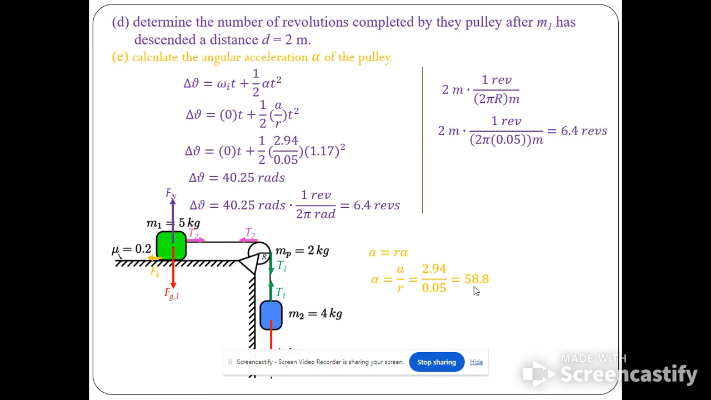And the direction, if you get technical, the best way to say it for this one, it'd be clockwise, because the pulley is going to spin clockwise because T1 is greater than T2 at this particular instant because the system's moving to the right. So the magnitude is 58.8, but if you want the direction, it is clockwise.